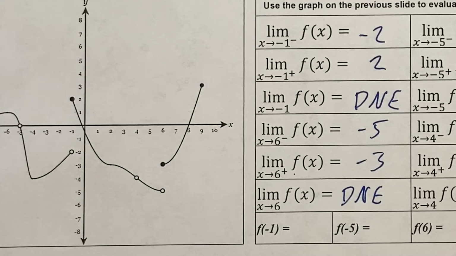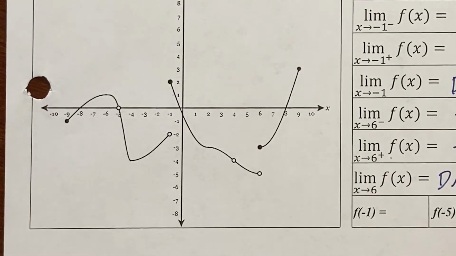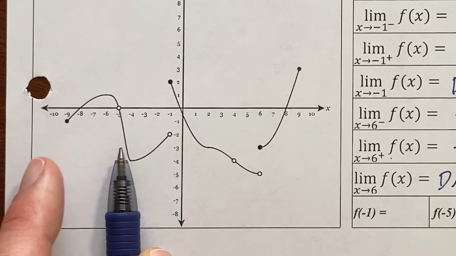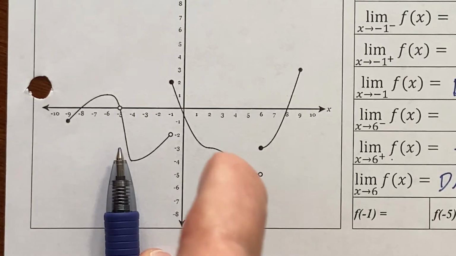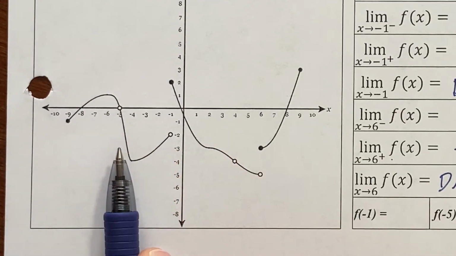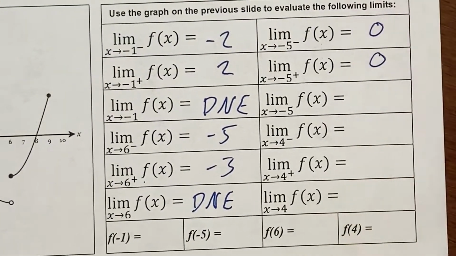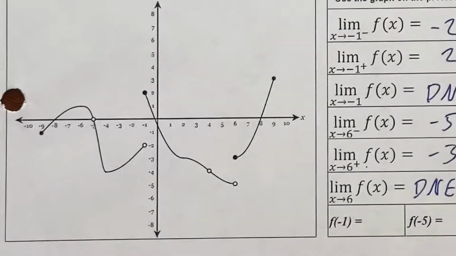Okay. All right, let's do -5 from the left and the right. So from -5 right here. From the left, looks like it's getting really, really close to 0. From the right, looks like it's getting really, really close to 0. Okay, 0, 0. Since those are the same, that means that the limit would be 0.